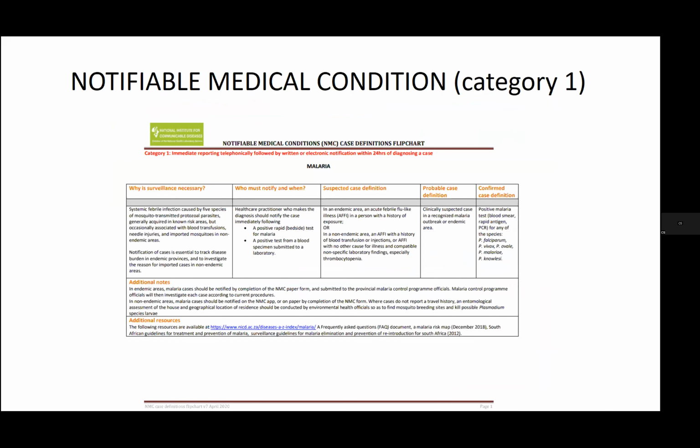You can go to the NICD website. These are the case definitions that are categorized into suspected, probable, and confirmed, as seen here. And I think this is just to highlight, to remind people it is a legal requirement. And the importance of notification is to enable disease tracking in endemic provinces, to do active surveillance, and to investigate reasons for cases in non-endemic areas.